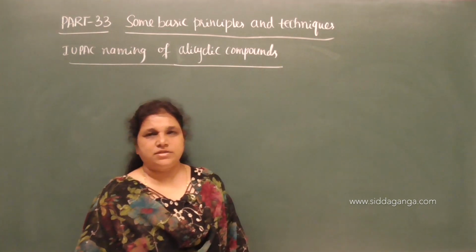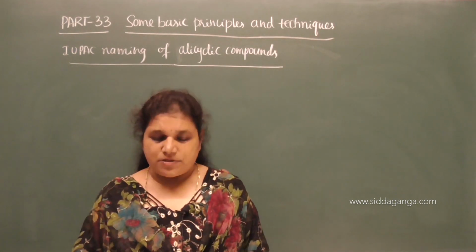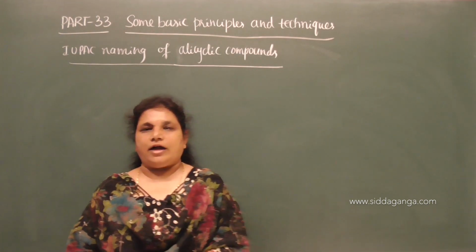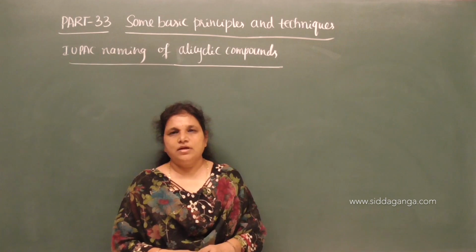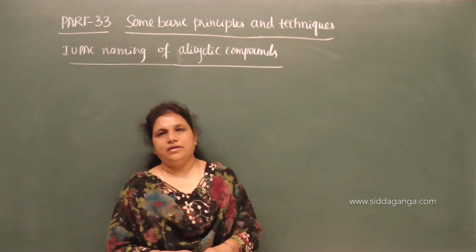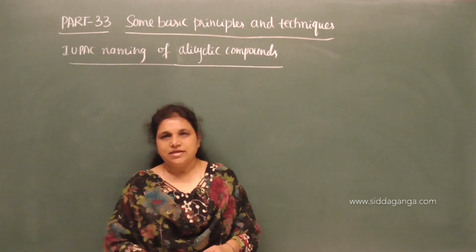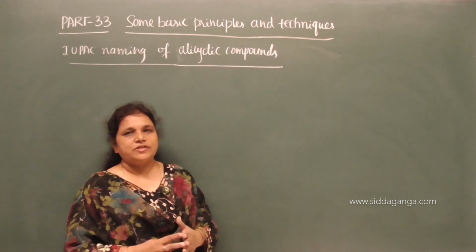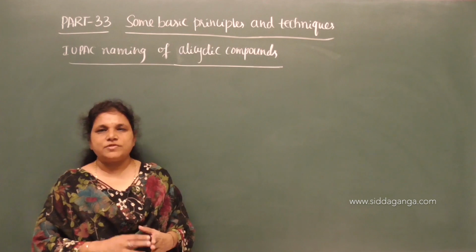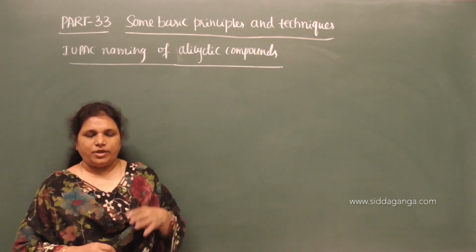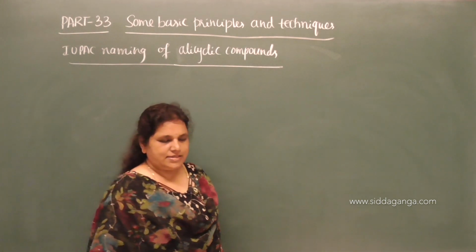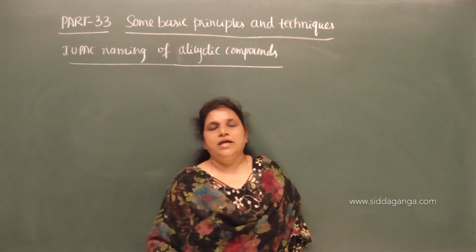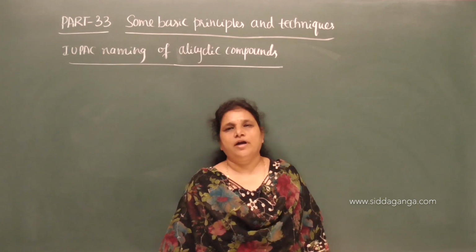They are nothing but aliphatic compounds containing a ring structure of carbon atoms. Aliphatic means like alkanes and alkenes, but containing a ring structure. That is the only difference between aliphatic compounds and alicyclic compounds. In alicyclic compounds there is a ring structure of carbon atoms, while in aliphatic compounds there is an open chain of carbon atoms.